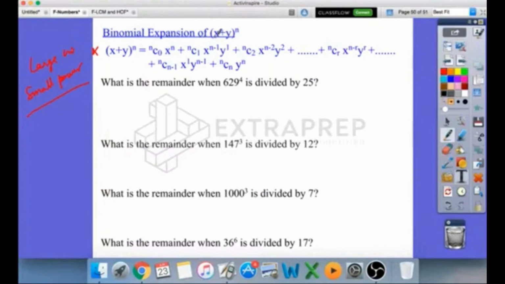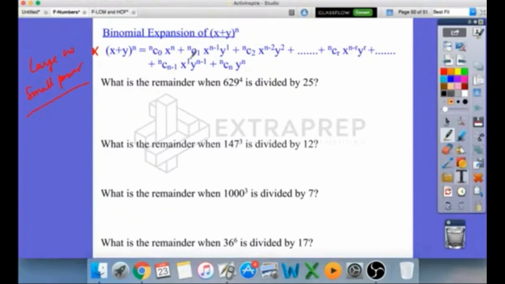The binomial expansion of (x plus y) whole power n is equal to nC0 x power n. See, y is 0 here in the first term. Plus nC1 x power n minus 1 y power 1, plus nC2 x power n minus 2 y power 2, plus so on.